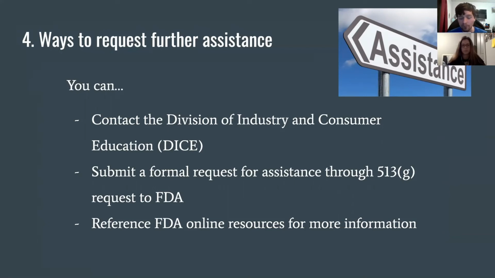But also a formal request can be submitted for specific assistance through the 513(g) request to the FDA. There's other ways you can do it where you can reference other online resources from the FDA, and it's helpful to compare if there's other products that are similar to yours, what regulatory process they went through, that does offer some insight on what you're probably going to have to go through for your product.